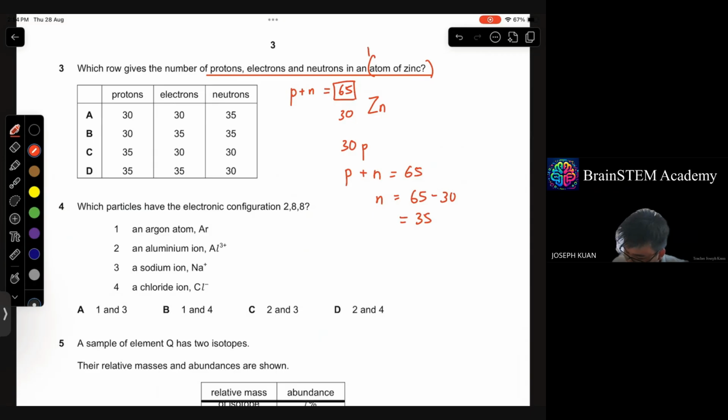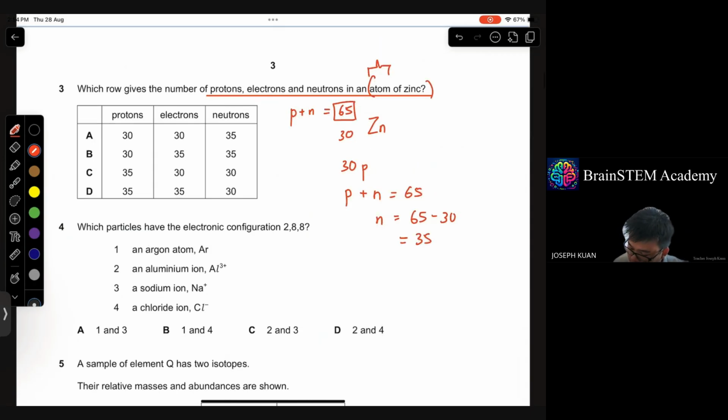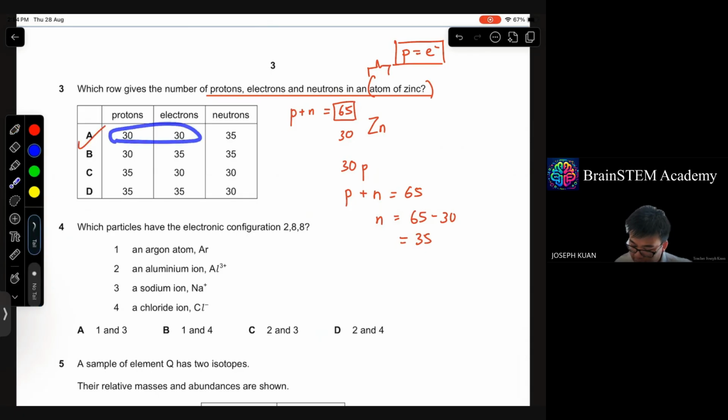And since this is an atom, there is no charge, so the number of protons and electrons must be equal to each other. Therefore, the answer will be A. The same number of electrons and protons are found, whereas neutrons can be found by taking the nucleon number minus the proton number.